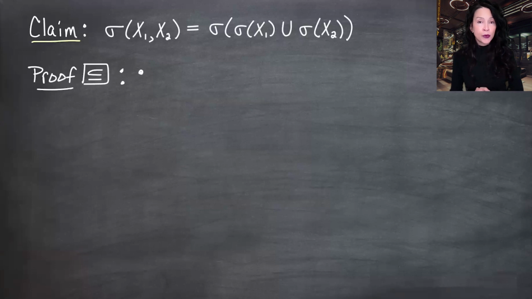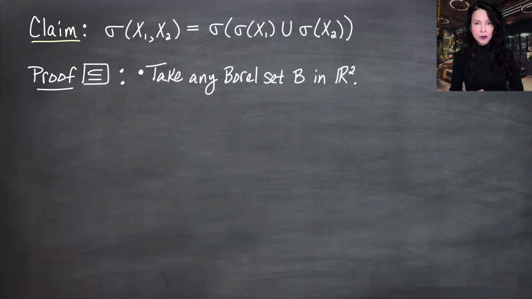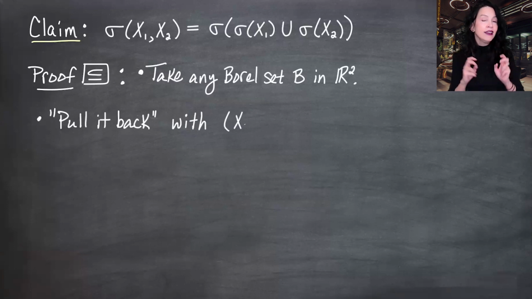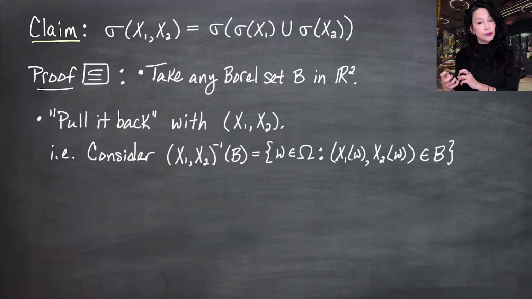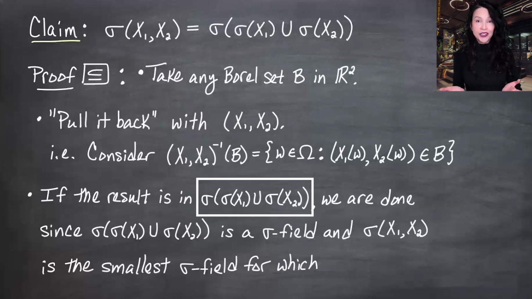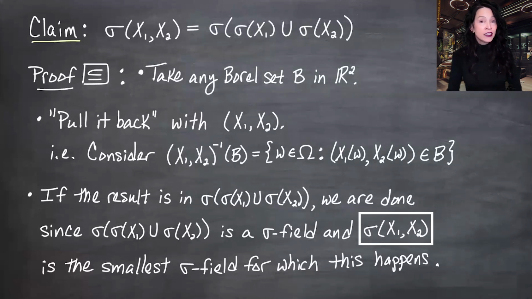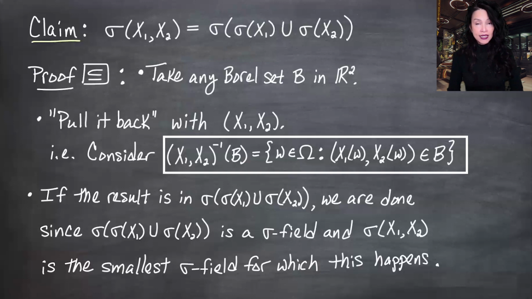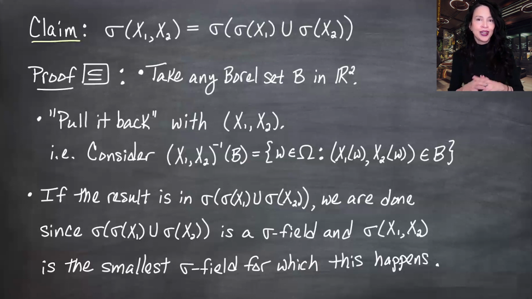Instead, I'm going to take any Borel set B in R2. I'm going to look at its inverse image, or pull it back, under the mapping x1, x2. So I'm going to consider the x1, x2 inverse of B, which is all the omegas over here that map into B. If the result is in this set here, then we're actually finished, because this is a sigma field, and over here, this is defined to be the smallest sigma field for which this happens. So all we need to do is show that a set of this form is in this collection of sets. Here's where it gets good.